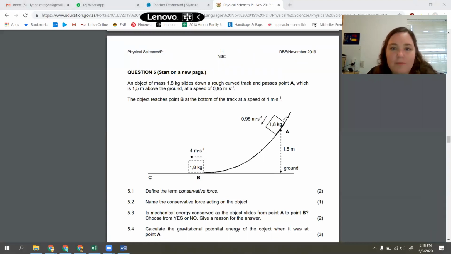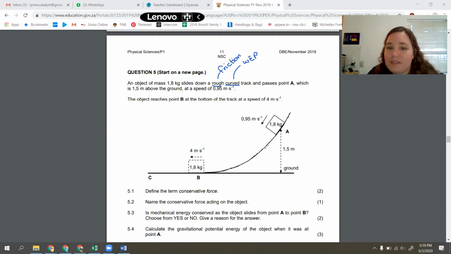So we're told that an object of mass 1.8 kilograms slides down a rough curved track. Now, something that I didn't actually focus on that maybe I should have focused on is that we cannot use equations of motion when we've got a curved track. A curved track forces us to use work, energy, and power. Use of the word rough implies that we have to have work being done by friction, all right?